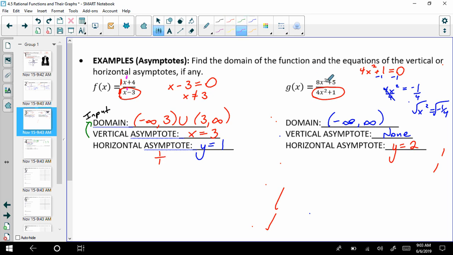Look at the next one, the second example. The highest exponent up top was a 2, and the highest exponent on the bottom was a 2. They were equal, so I take a over b. Well, 8 over 4 is 2. That's how I got a horizontal asymptote of 2. If you're still fuzzy on asymptotes, we're going to work with them more in the next examples.